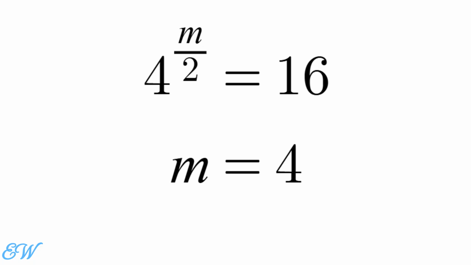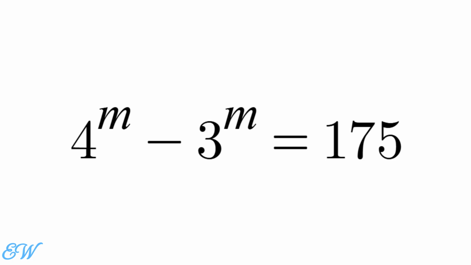So then 4 to the m over 2 is equal to 16. We substitute back the original value. And 16 is 4 squared. So that means that m over 2 is equal to 2, which means that our solution is m is equal to 4. So our original question was 4 to the m minus 3 to the m is equal to 175. If we plug in m is equal to 4, we get that we have gotten the correct answer, which is that m is equal to 4.